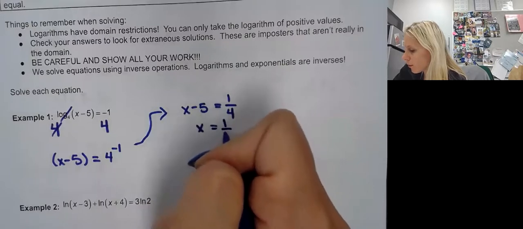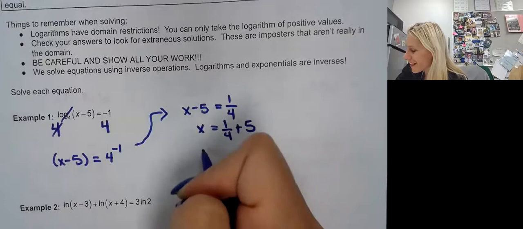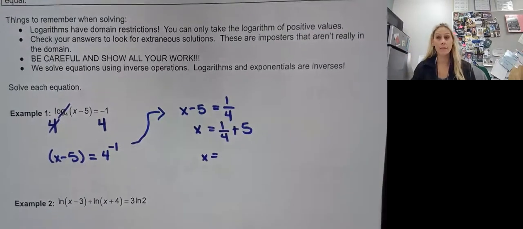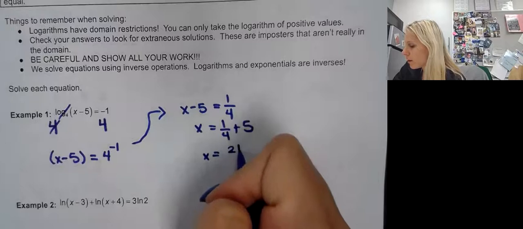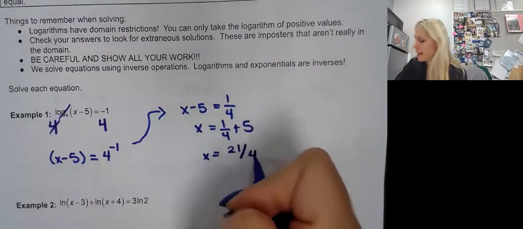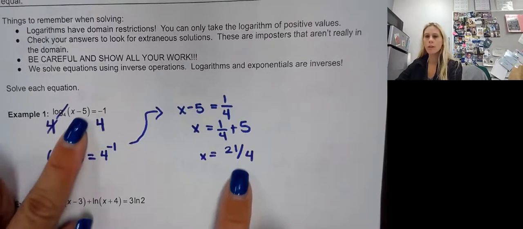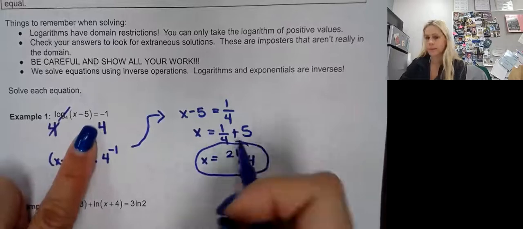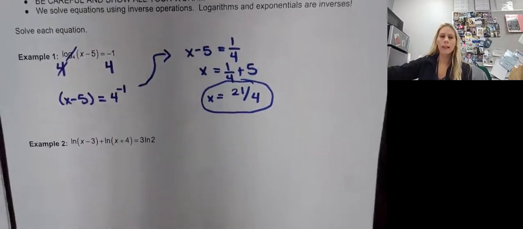I get 1/4 plus 5, which of course we can do together, right? 5 as a fraction over 4 would be 20/4. So this would be 21/4. And again, if I put that in there, we have a good domain, so I don't have to worry about domain restrictions. And here's our answer: x equals 21/4.